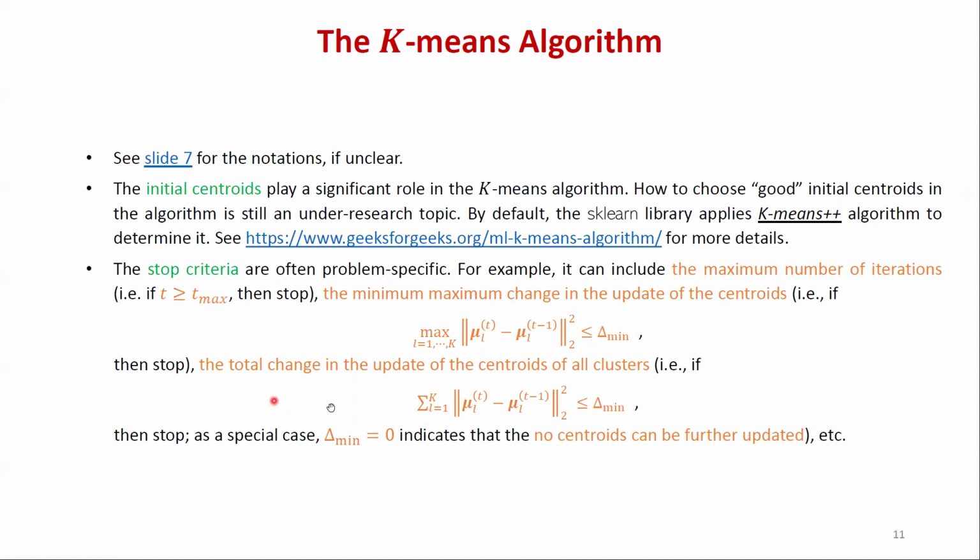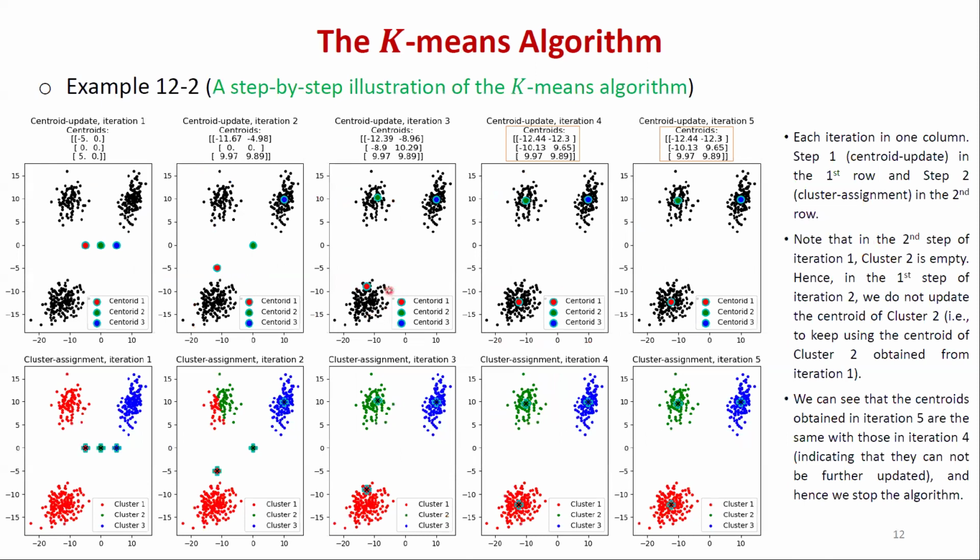Or another method is the total change in the update, which means instead of considering the maximum, I'm going to consider the total of all clusters. So this is another method. Be careful that in a real application, you can combine all of them together. You don't have to only apply one of them. So, okay, let's see some examples.